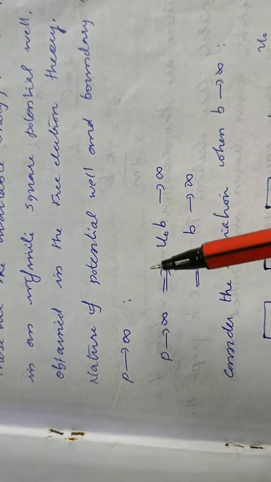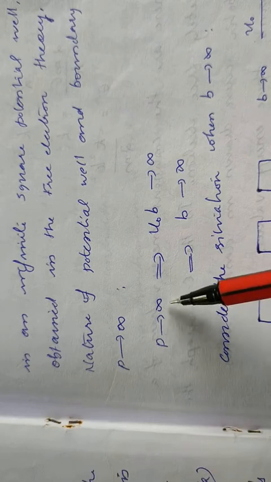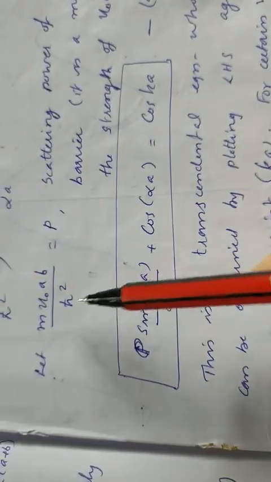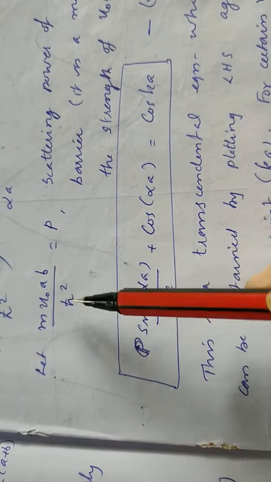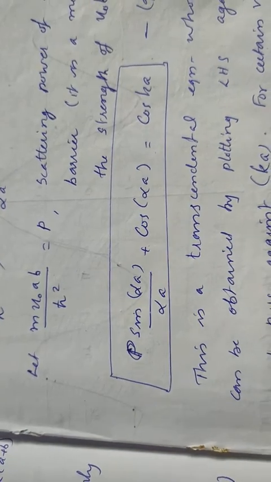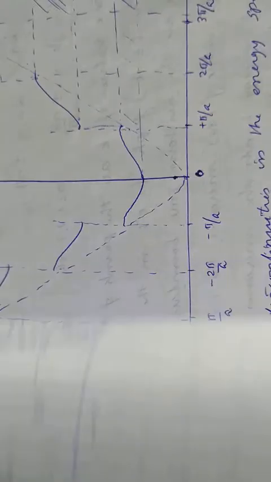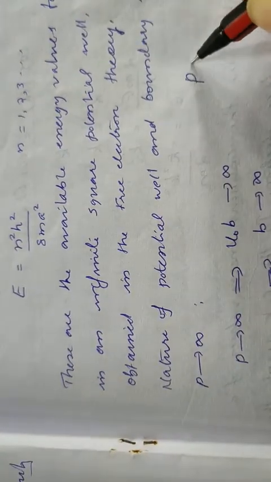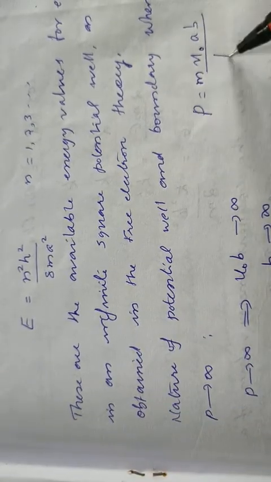Okay, now the nature of the potential well and boundary when P tends to infinity. So P tends to infinity means, what is P? P is equal to m u0 a b by h cut square.